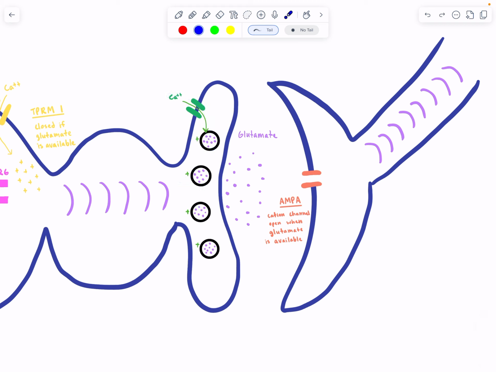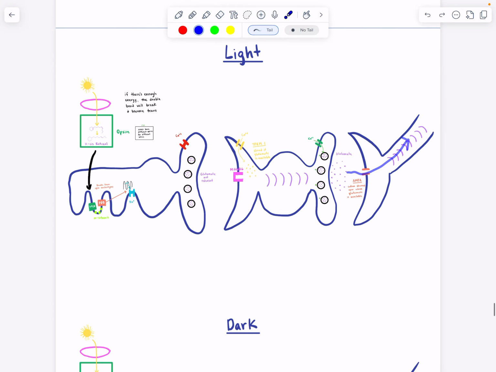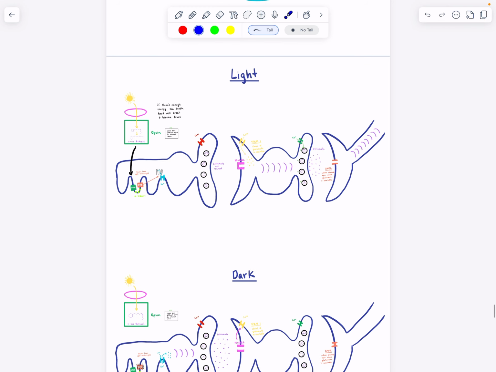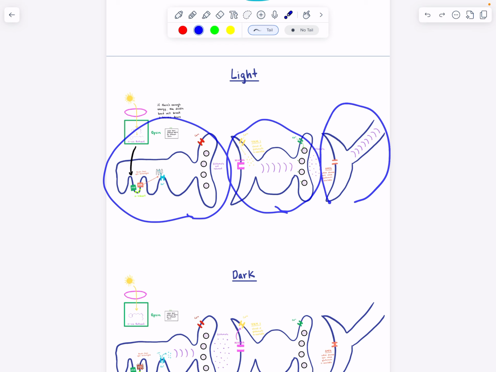Glutamate travels across this AMPA channel, or this AMPA receptor, and causes another depolarization. So that is how we see light with the photoreceptor, the bipolar cell, and the ganglion axon.